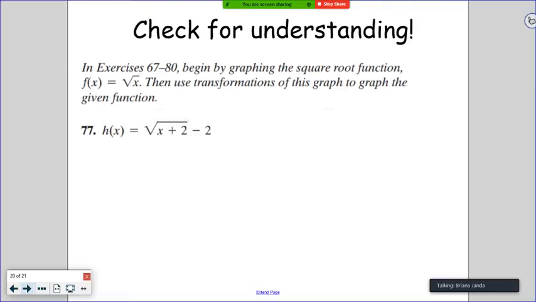We're going to do just this one for our check for understanding. So if you have your dry erase marker handy, please grab that. While you are getting that ready, I just want to show you, it says, begin by graphing the square root function f of x equals the square root of x. They're basically saying go find your parent function, right? Use the transformation to graph this one. So you're going to then have a picture of h of x on your table. Okay? See how you would attack this one.